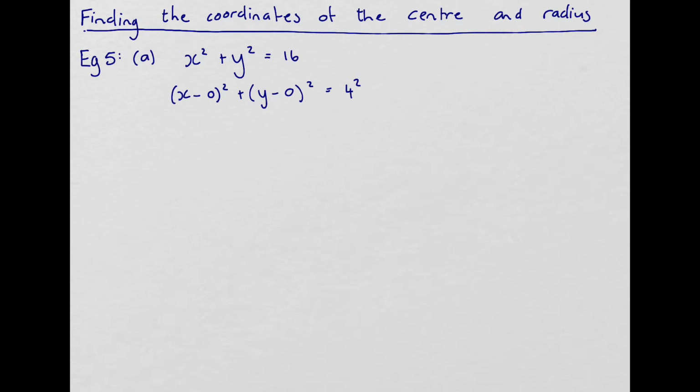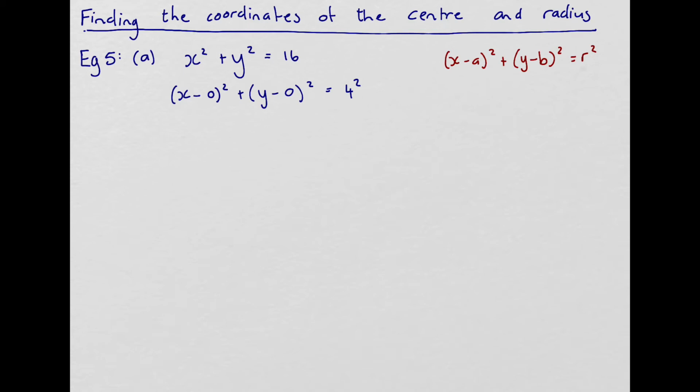The question, by the way, for all of these examples is to determine the center's coordinates as well as the length of the radius. Remember that the general form of the equation is x minus a all squared plus y minus b all squared is equal to r squared. So we need to put it into that format.